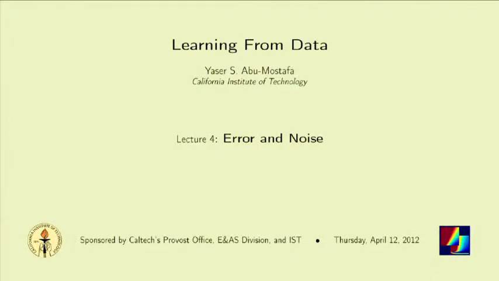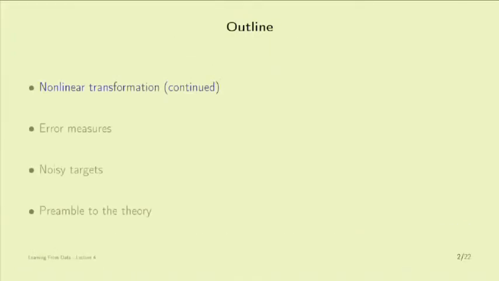So this time, I'm going to talk about error and noise. These are practical considerations that we have to take when we consider real-life problems. And we are going to modify the learning diagram that we have by incorporating the notion of error and the notion of noise. And I will do that for the bulk of the lecture. However, my starting point will be to wrap up the nonlinear transformation that we started last time.